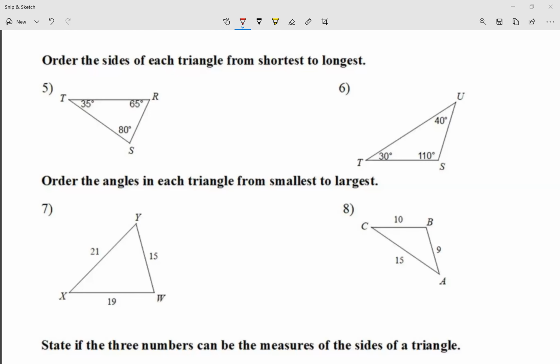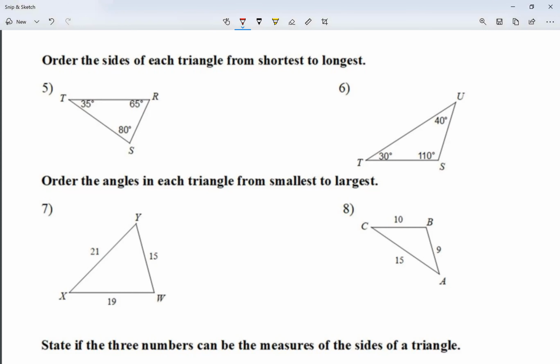Triangles are very, very interesting. So let's take a look at questions 5 through 12 today. Let's see, question number 5. For questions 5 and 6, I'm going to say: order the sides of each triangle from shortest to longest.